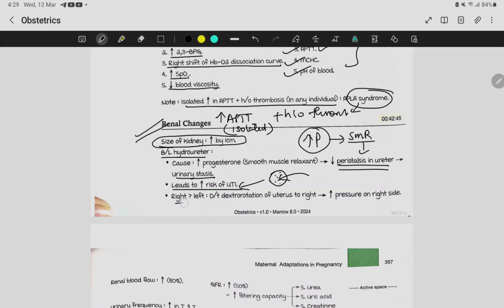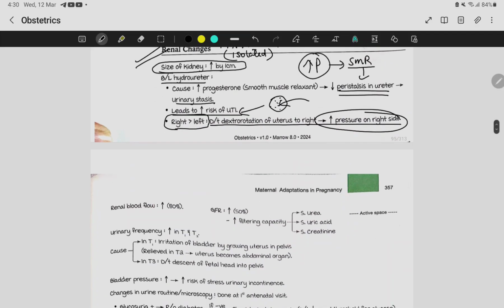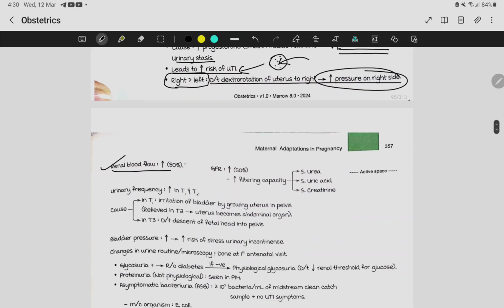Then right is more than the left, because of dextrorotation of the uterus, there is increased pressure on the right side. So right side hydroureter is most common. Coming to renal blood flow, it also increases, and GFR increases by 50%. Increase in filtering capacity of serum urea, uric acid and creatinine.